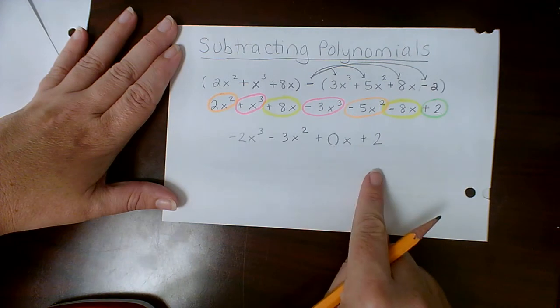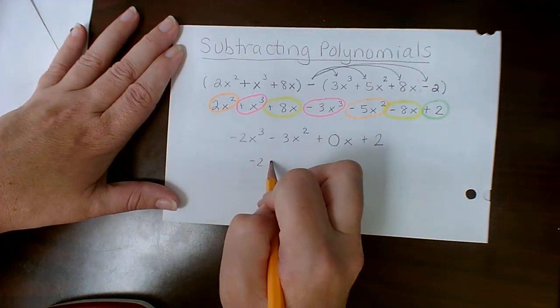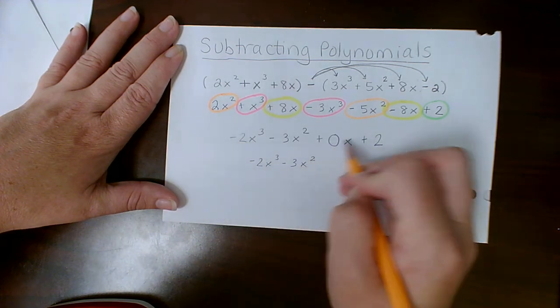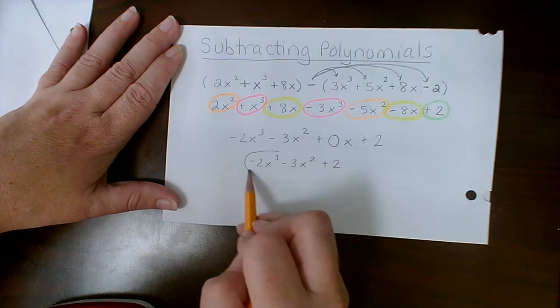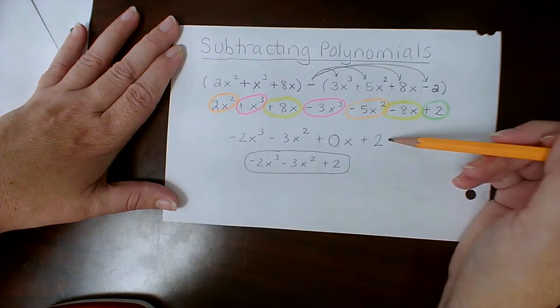Now you can leave it like that, and that would be a fantastic answer. If you don't like the 0 there, it is appropriate for you to remove it. So what that means is I will just not write it down, and I will skip to the plus 2. This is probably the better way to write it, but I will give you full credit if that's how you leave your answer.